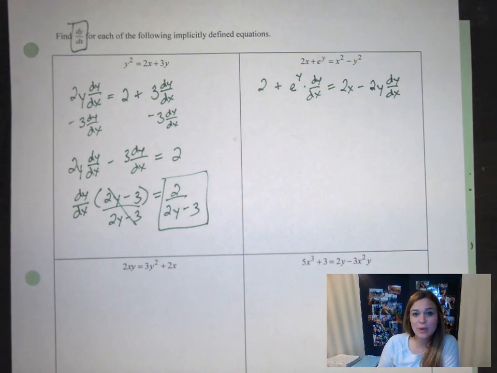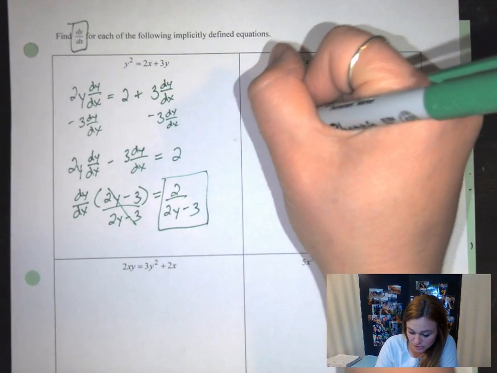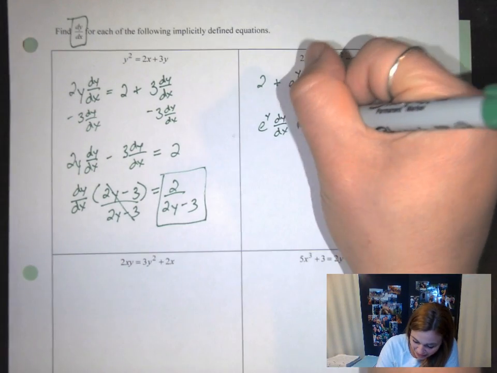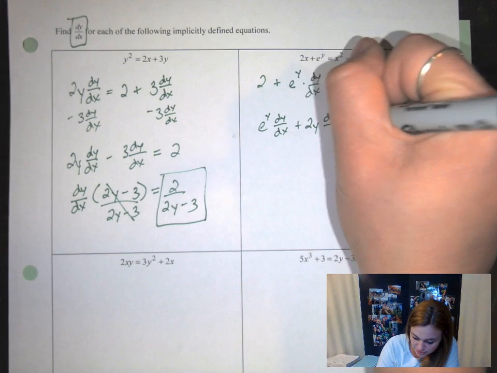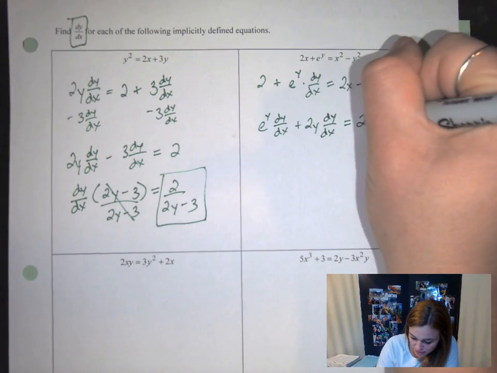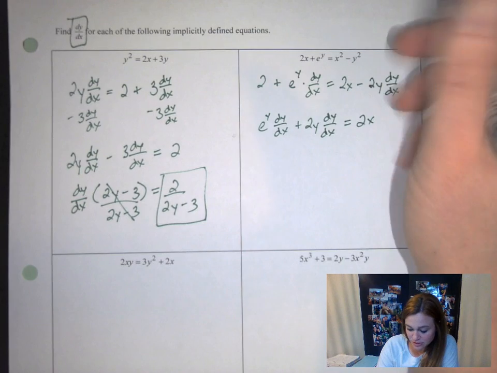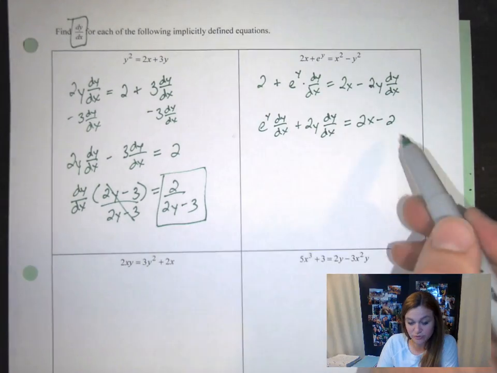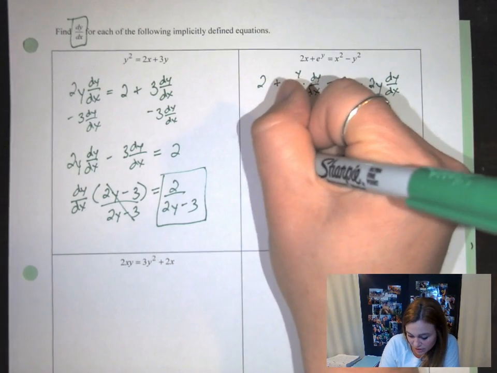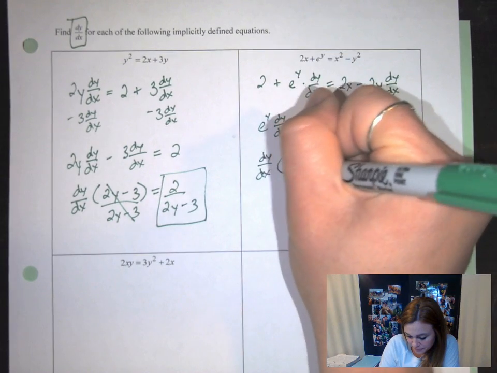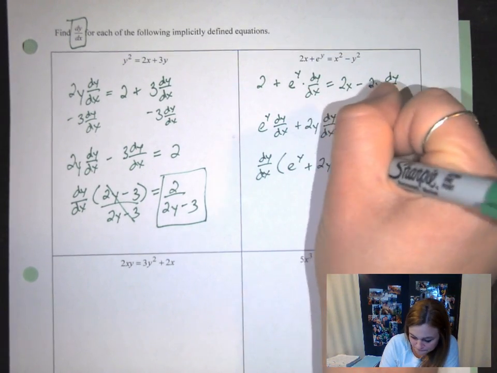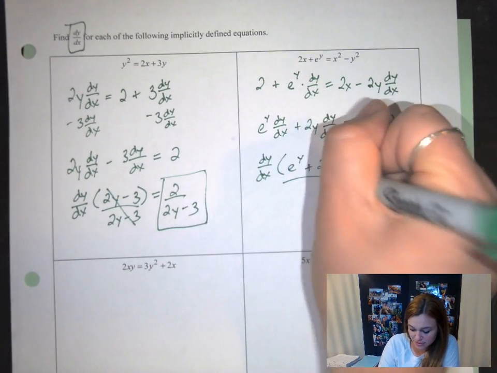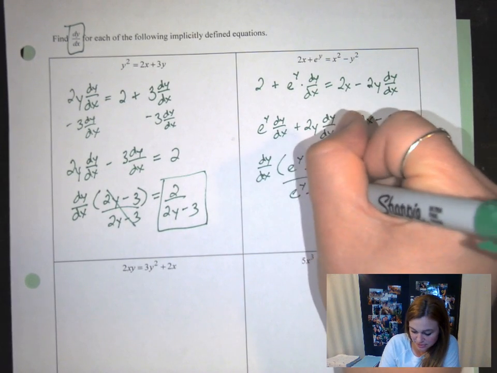Same idea, get the dy dx's all on the same side, all the numbers on the other side. So e to the y dy dx, I'm going to add 2y dy dx. I have a 2x over here, and I need to get this 2 to the right. So I added this to both sides. I subtracted the 2 from both sides. Factor out the dy dx. Divide to isolate the dy dx.